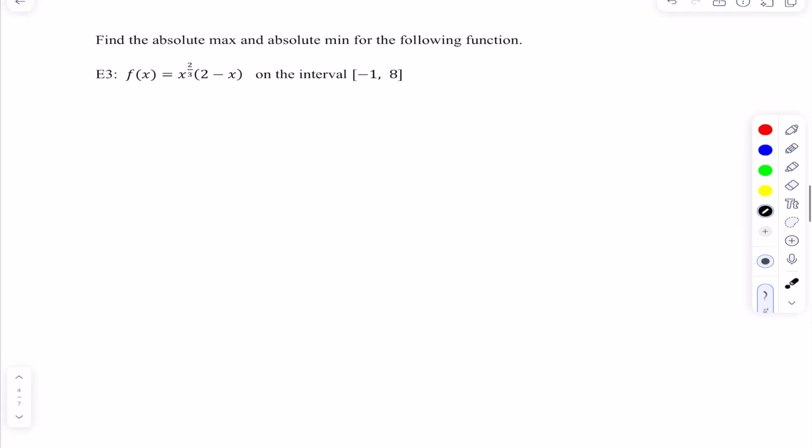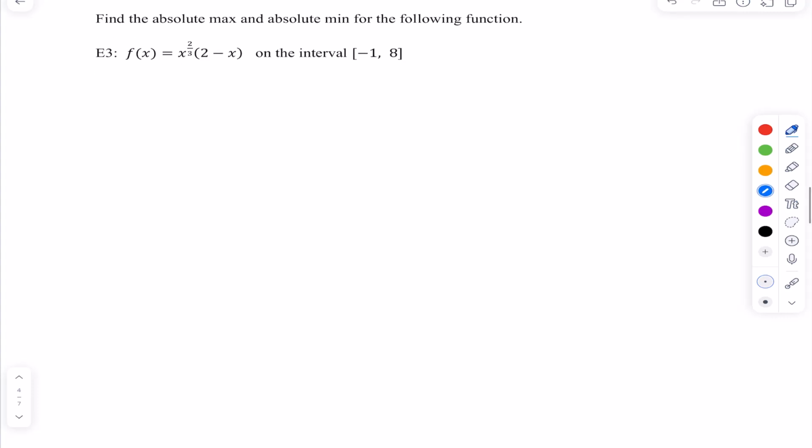Let's go ahead and find the absolute max and absolute min for the following function. Notice this function does not have any domain issues on this closed interval. Closed, remember, the bracket means you could include -1 and include 8, so the endpoints are included in the function values. So we'll go ahead and do step 1. First thing is to find critical numbers. So procedure 1 or step 1, we need to find critical numbers, type 1 and type 2.